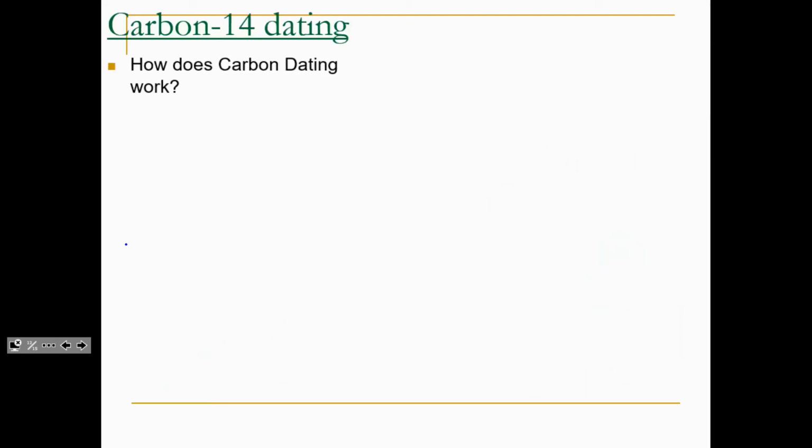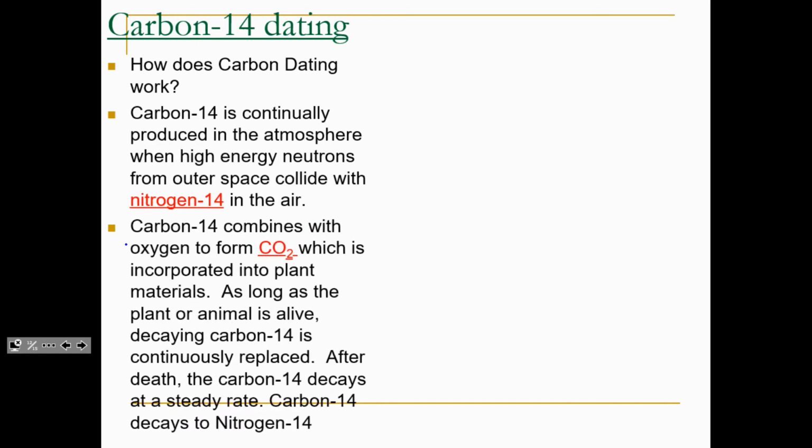Last thing we'll talk about in this video will be carbon-14 dating. So how does carbon dating work? Carbon-14 is an isotope of carbon. We have carbon-12. There's also carbon-13, and there are others. Carbon-14, though, is produced in the atmosphere when higher energy neutrons from space collide with a nitrogen-14 in the air.